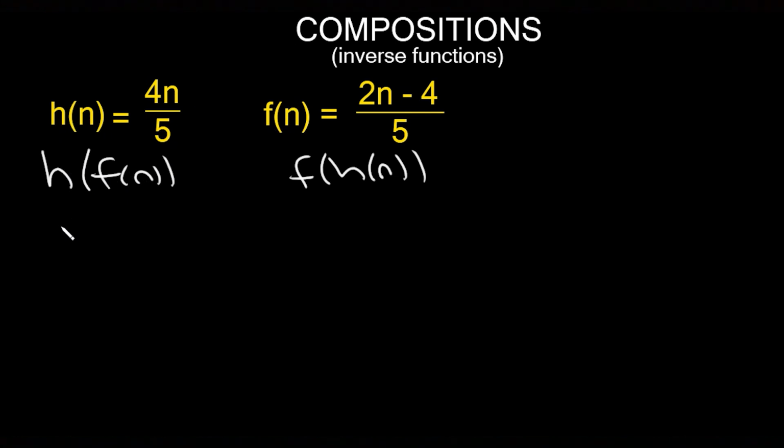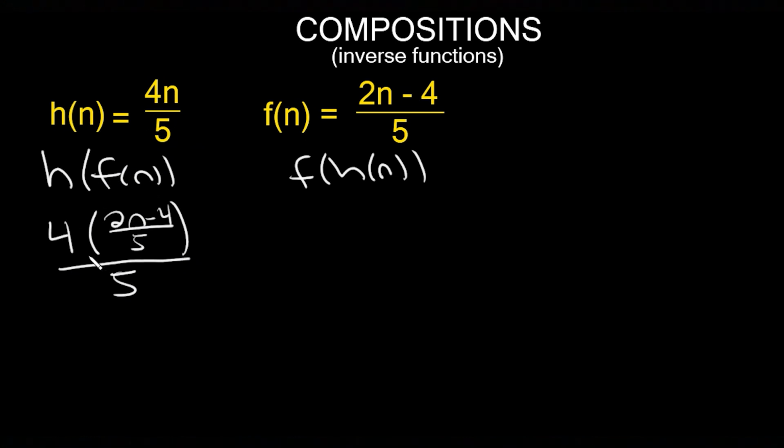So going ahead and doing that, I have 4, and now here's my n. I have to plug in this entire function here, f of n. So that's going to be 2n minus 4 all over 5. Close it. And again, I'm going to be dividing by 5 here. You can see that right here. So dividing by 5.